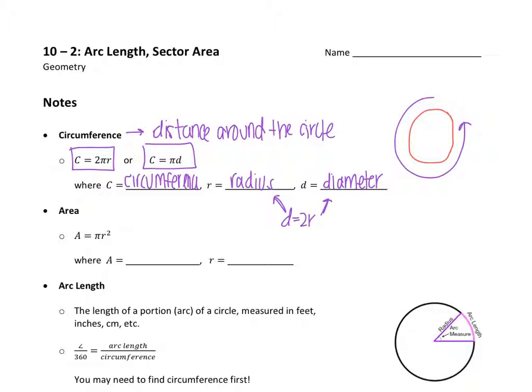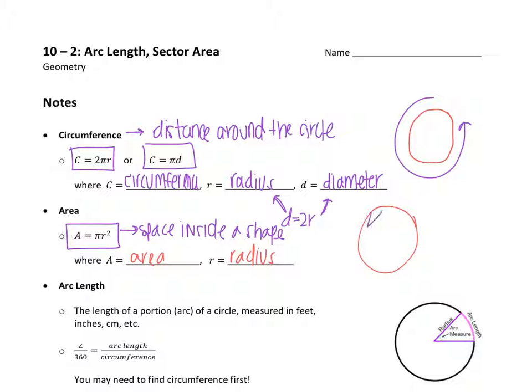The next thing we need to talk about is something called area. Area is the space inside a shape. And our formula for the area of a circle is A equals pi r squared, where A is area and r again is radius. So if we have a circle and we're talking about the area, that's the space inside the circle.